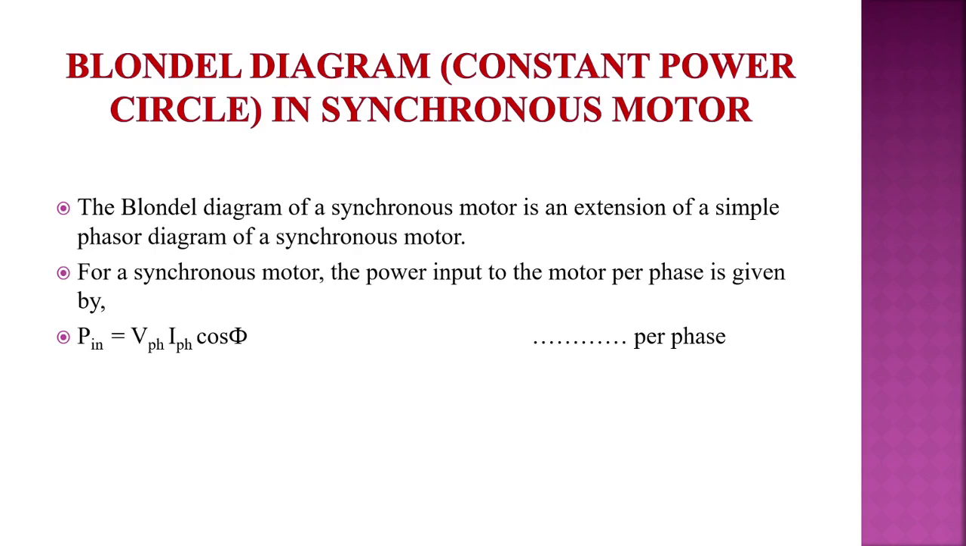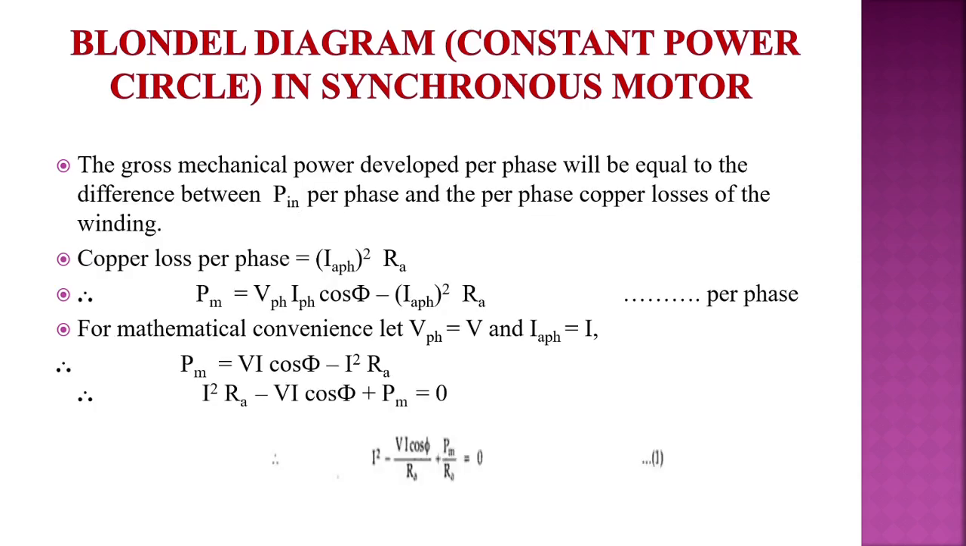For a synchronous motor, the power input to the motor per phase is given by P in equals V phase I phase cos phi. These are per phase values. The gross mechanical power developed per phase will be equal to the difference between P in per phase and the per phase copper losses of the winding. Now, what will be the copper loss? I square R is the general formula for copper loss. Copper loss per phase we write as I a phase square R a.